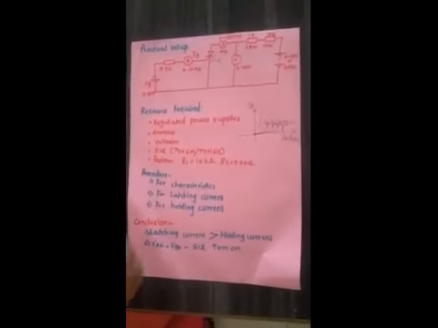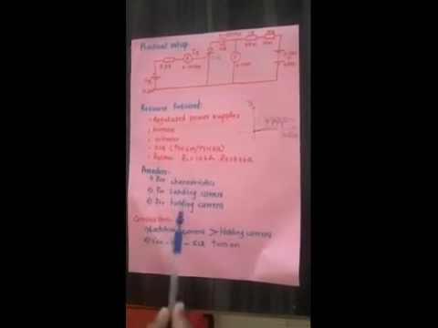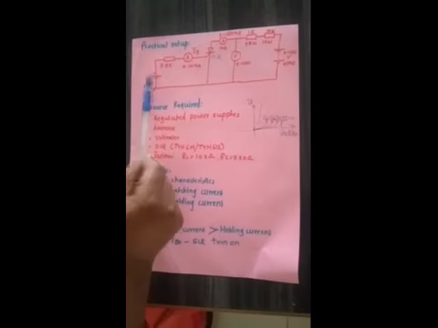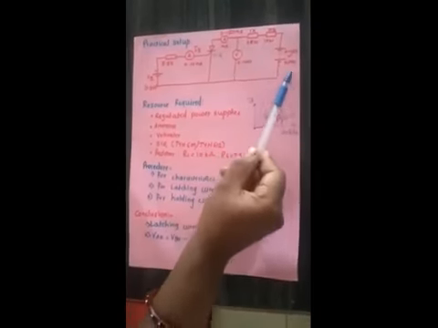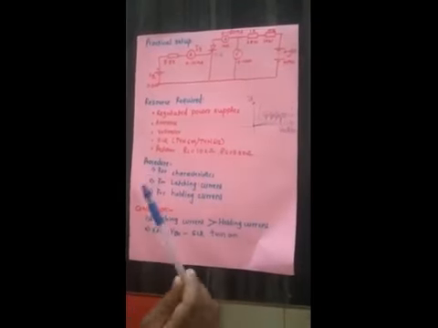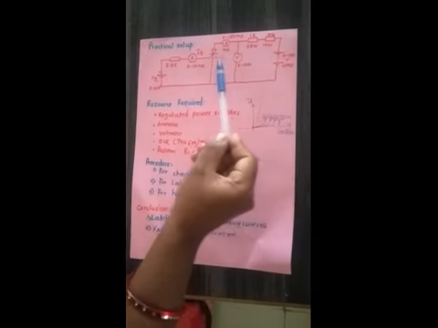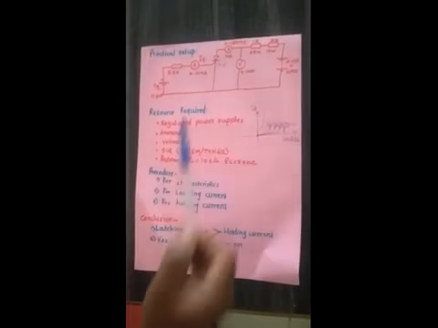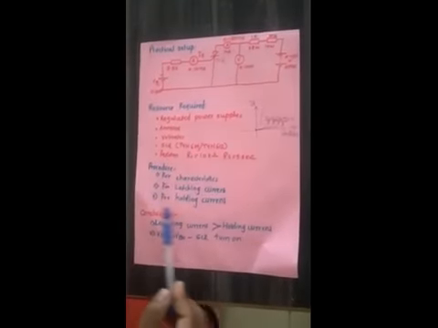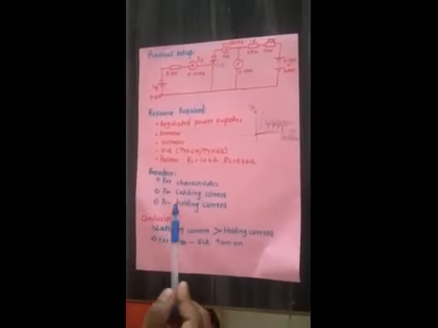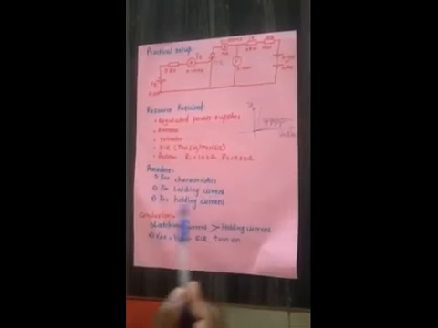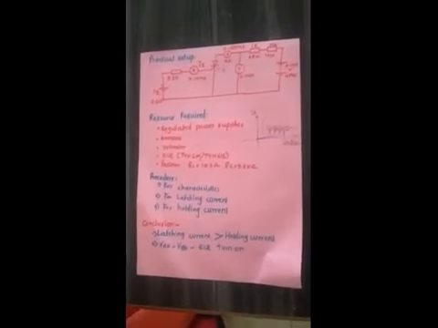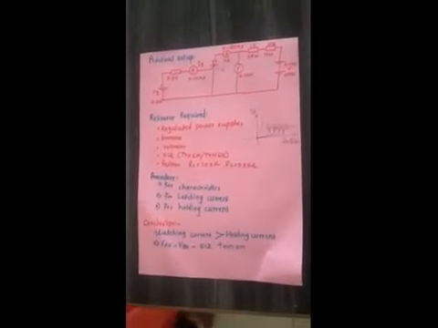Now again Vg is equal to 0 for calculating the holding current. Vg becomes 0, then also make VAK 0. Then increase it until the SCR turns on. Then this current is the holding current. In this way you will get the VI characteristics, the latching current and the holding current of the SCR. Now what is the conclusion?